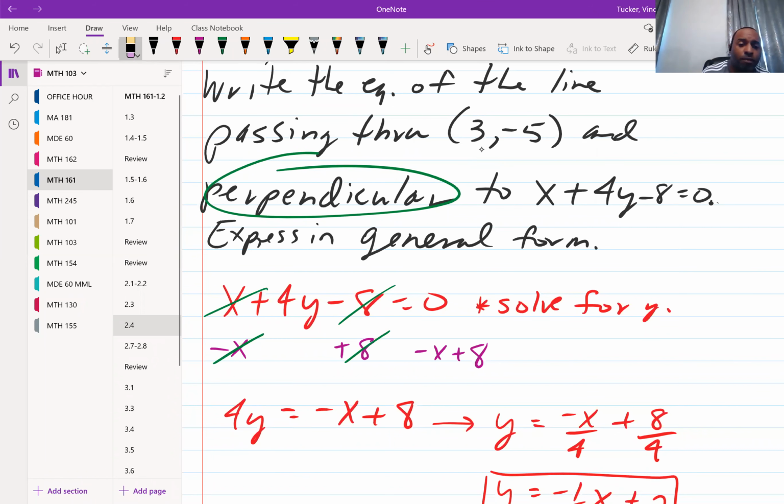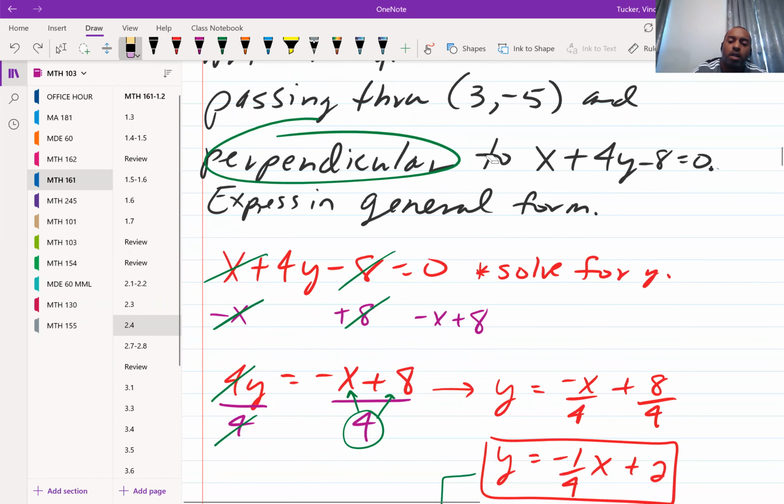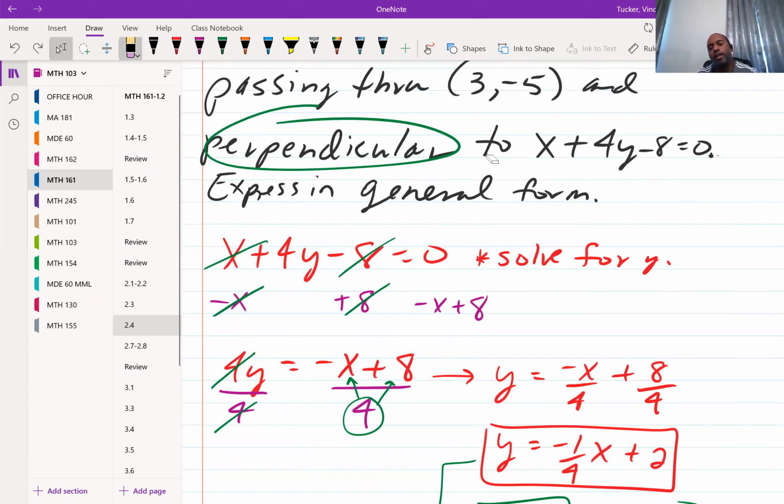Now to get 4 off of y, we divide both sides by 4. And that gives me -x over 4 plus 8 over 4. And then of course 8 over 4 is 2. So that's not our final answer. We're not done. That is just this equation solved, or put in slope-intercept form. All right.